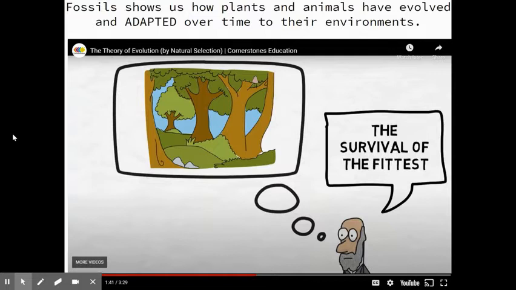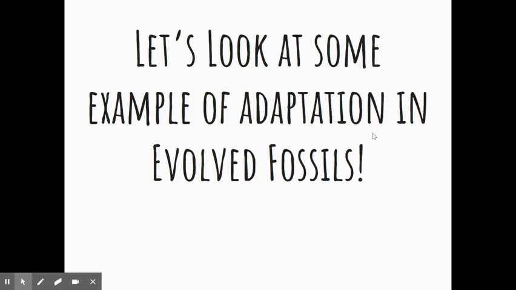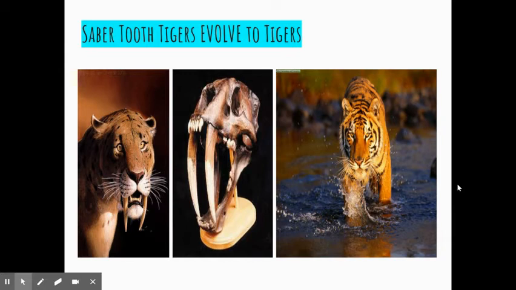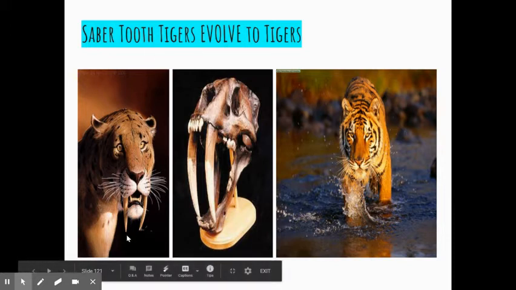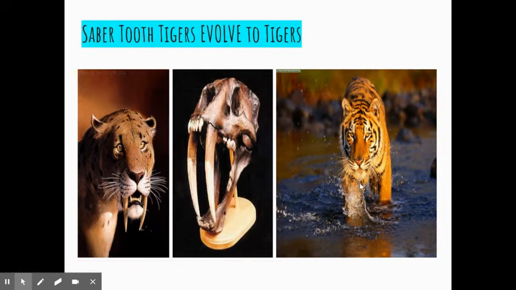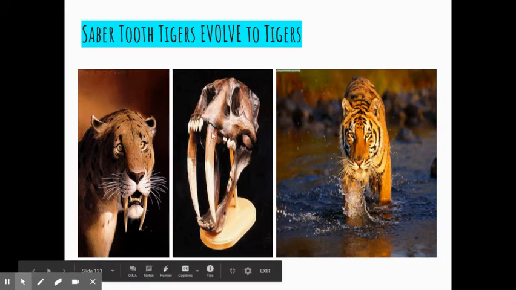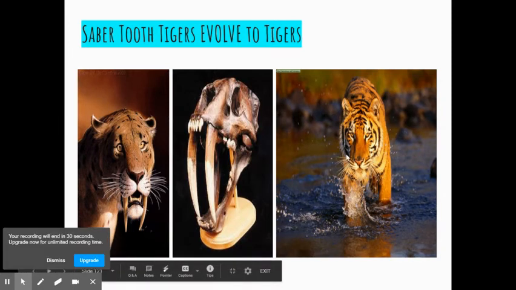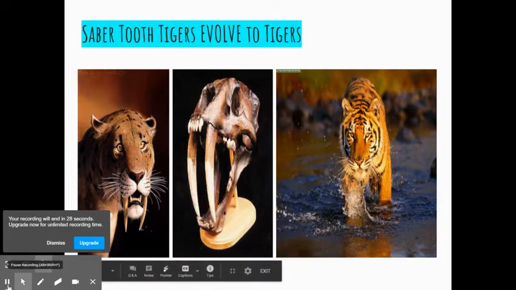Okay, so that was important. Let's go to the next slide. So let's look at some examples of these adaptations and evolved fossils. The first one we're going to look at is the saber-toothed tiger. That's this guy, the saber-toothed tiger. He evolved to just the normal tiger. See his teeth? Really different than the tiger teeth that they have today.